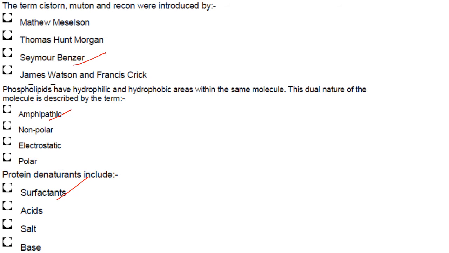Then, phospholipids have hydrophilic and hydrophobic areas within the same molecule. This dual nature of the molecule is described by the term. It is described by the term amphipathic. Then protein denaturants include base, salt, acid, surfactants. Answer is option A, surfactants.